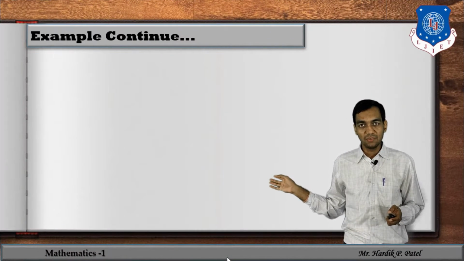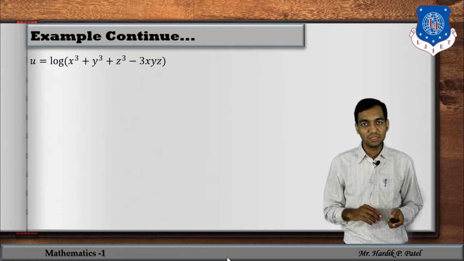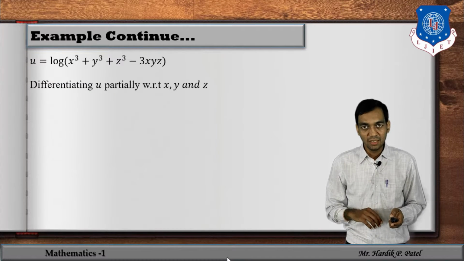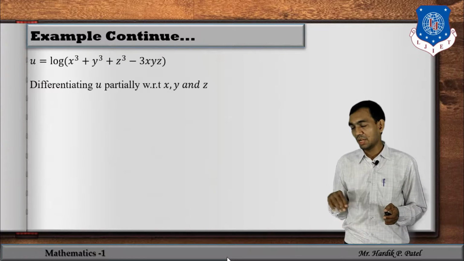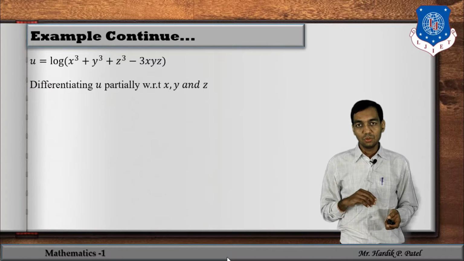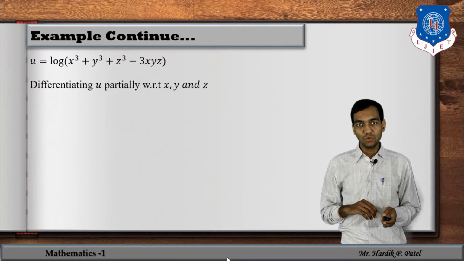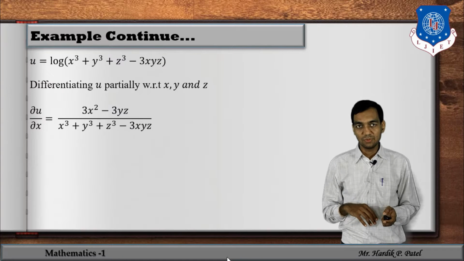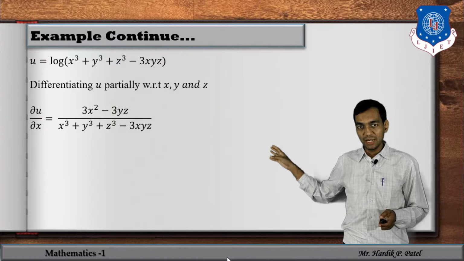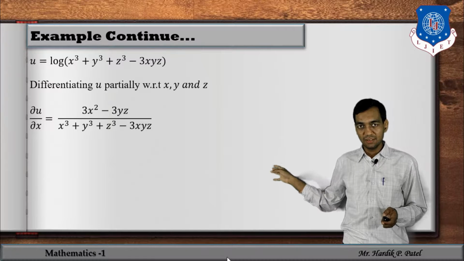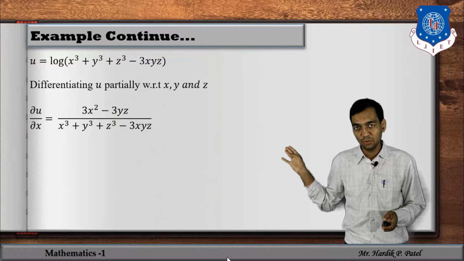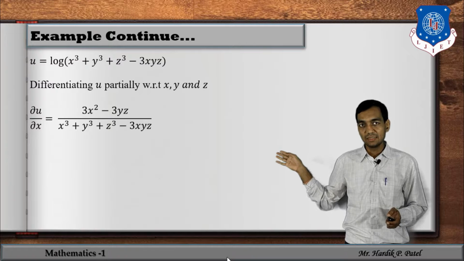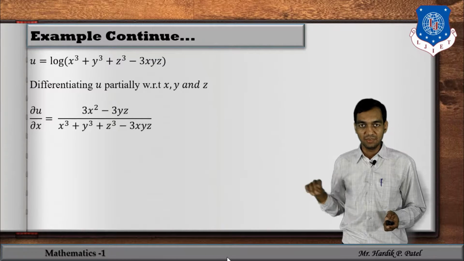Now, first we are going to find the value of v, that means del u by del x plus del u by del y plus del u by del z. Since u is equal to log of (x cube plus y cube plus z cube minus 3xyz), differentiating u with respect to x, y and z respectively. So, del u by del x: the derivative of log is 1 upon x cube plus y cube plus z cube minus 3xyz, into the derivative of x cube plus y cube plus z cube minus 3xyz, which is 3x square minus 3yz.